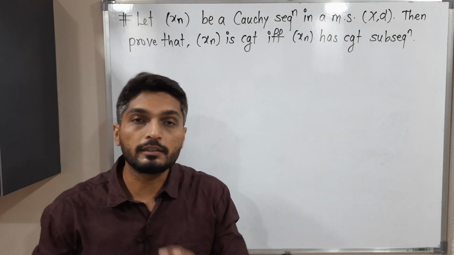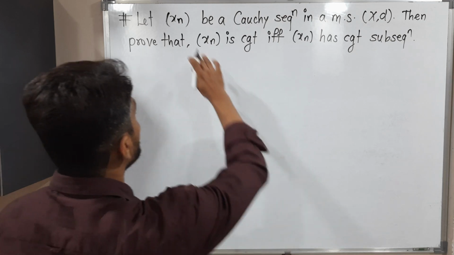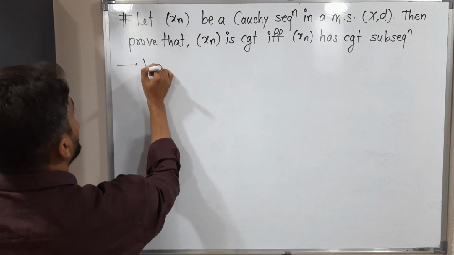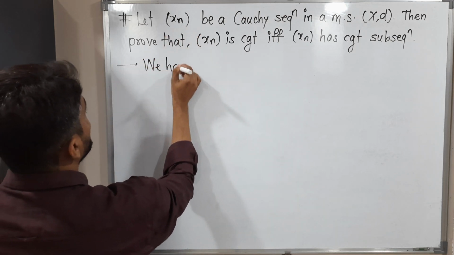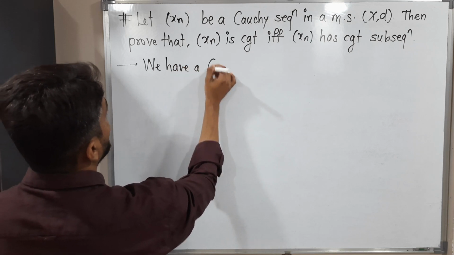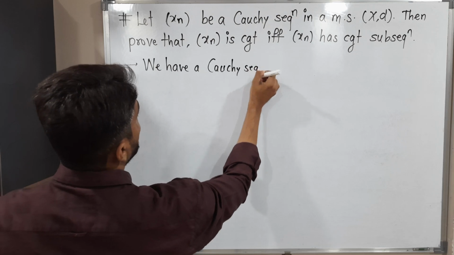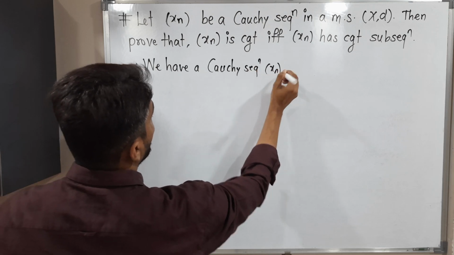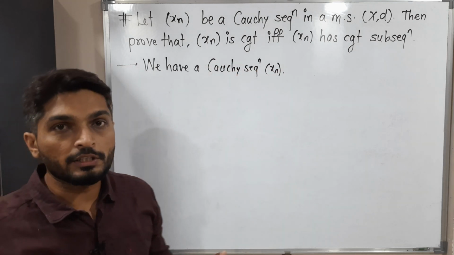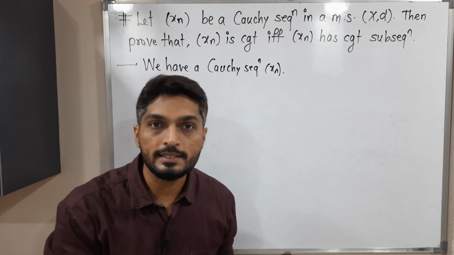So let us write the given information. What is the given information? That Xn is a Cauchy sequence. We have a Cauchy sequence Xn. So this is the given information and we have to prove Xn is convergent if and only if Xn has a convergent subsequence.